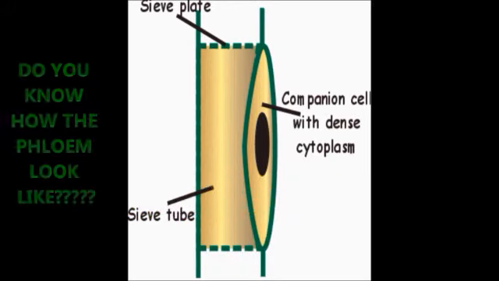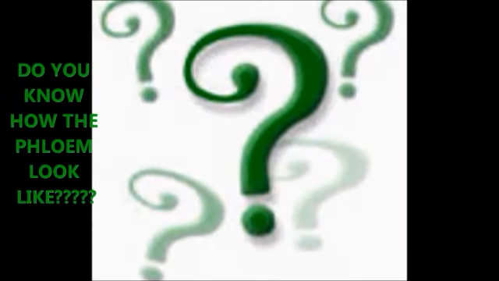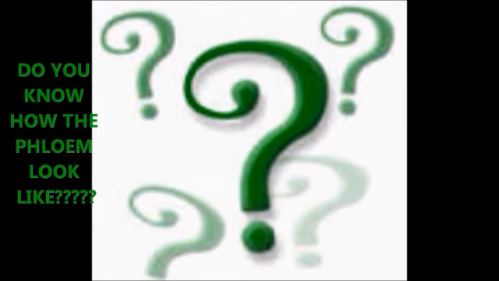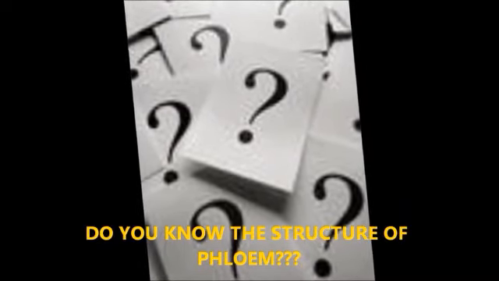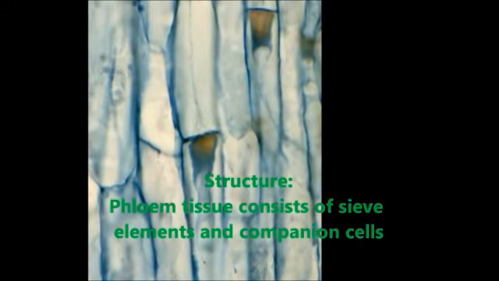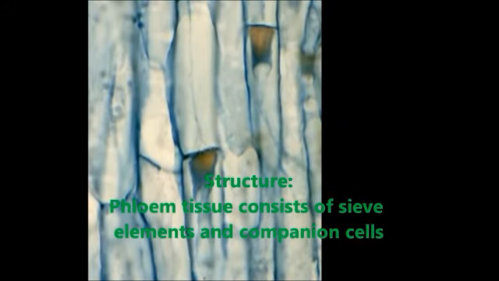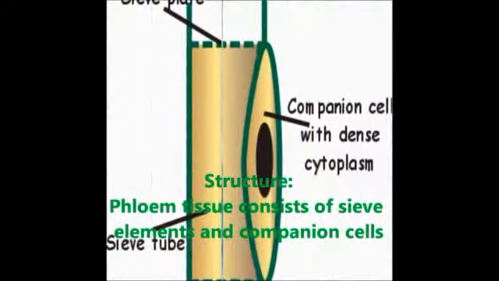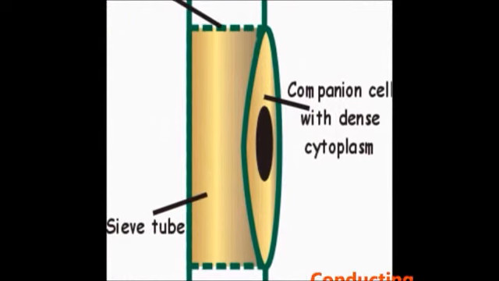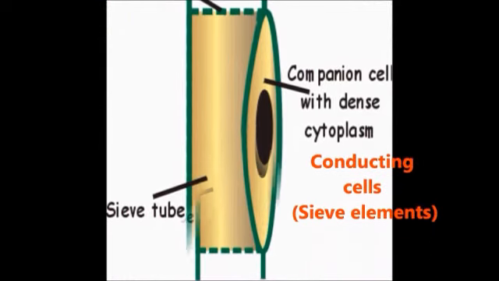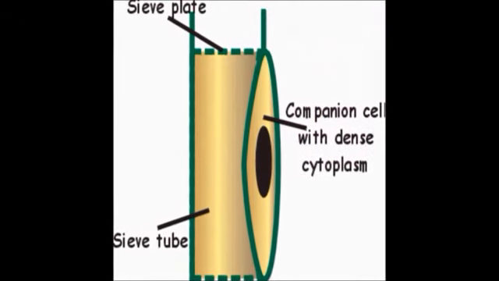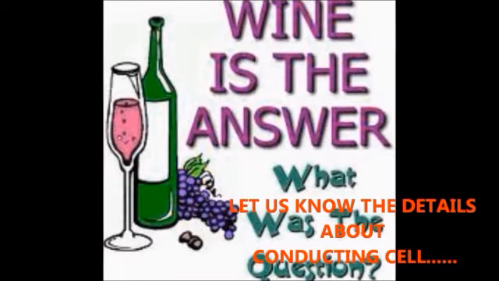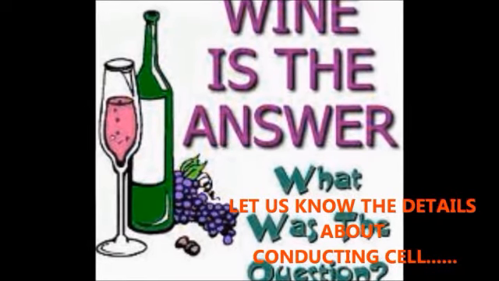I would like to ask you, do you know how the phloem looks like? And do you know the structure of the phloem? The structure of phloem tissue consists of sieve elements and also companion cells. Conducting cells are also known as sieve elements. Let us know the details about the conducting cell.